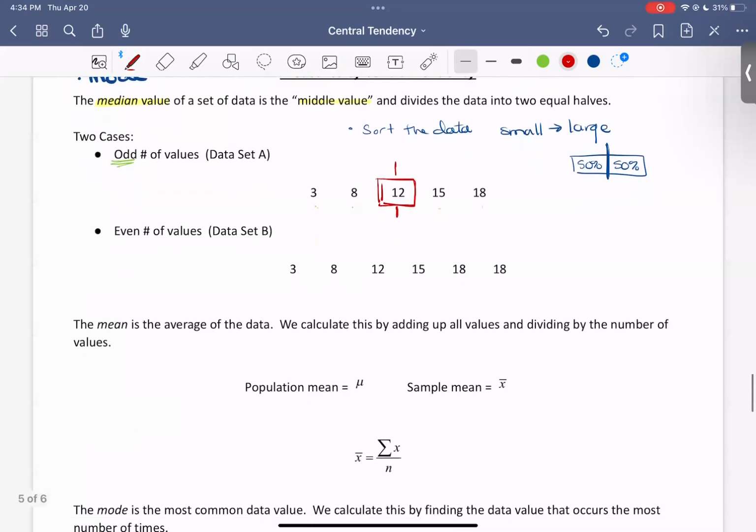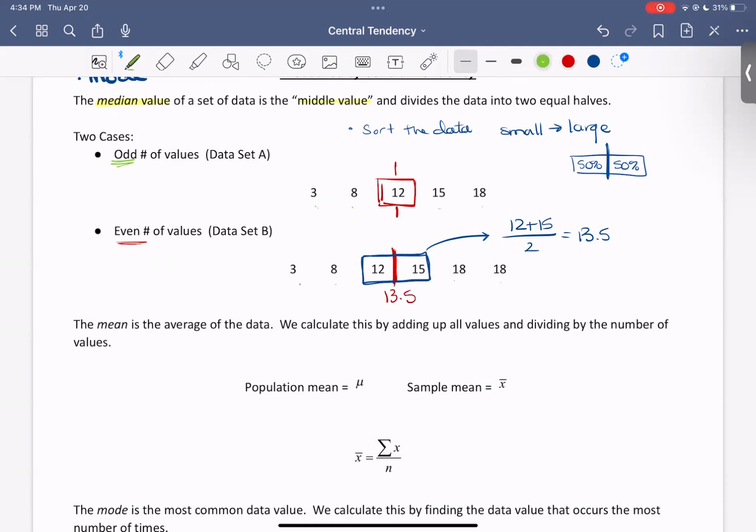Now, the story is a little different with an even number of values. Notice here we have 1, 2, 3, 4, 5, 6 data values. So the median should occur in the middle, but there's no number here. So what we have to do is use the two numbers on either side of that middle and take an average of them. We're going to see what an average is in a little bit. But we can see here the calculation would be we add them up and then divide by 2. So for us, this is going to be 13.5. So our median here is 13.5.